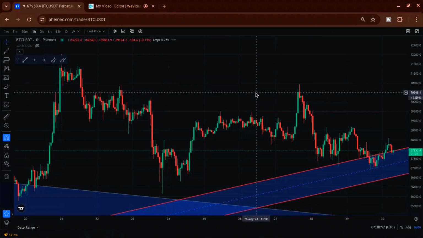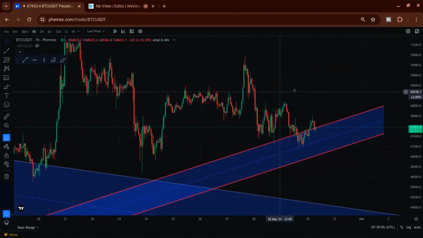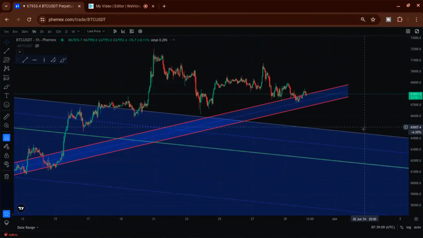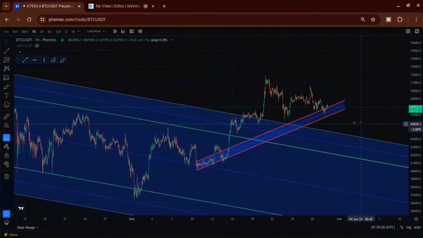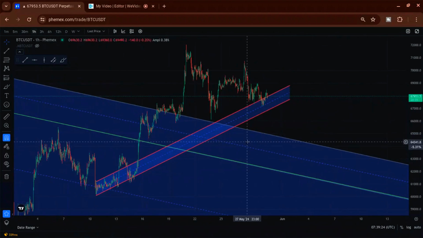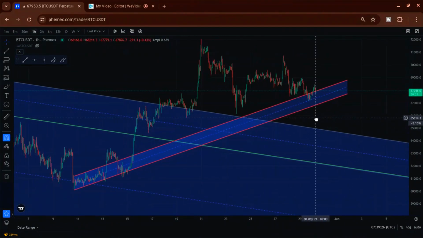Now we've got a new, I don't want to call it macro, but a new semi-macro pattern that's developed. I'm gonna put that in here in a second. But first, I just want to go back and show you on the hourly where we're at. You can't see a whole lot of detail on the daily, so let's zoom in here a little bit on the hourly.